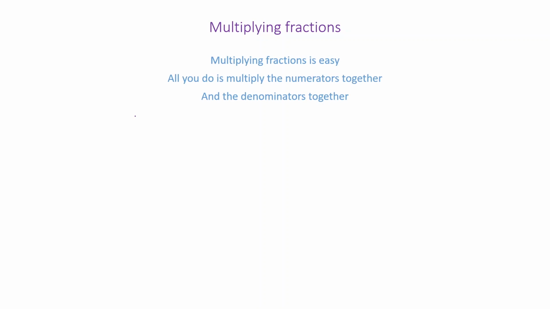Multiplying fractions is easy. All we have to do is multiply the numerators together and the denominators together. If we have a question, 10 over 8 times 2 over 4, all we have to do is multiply the numerators together and the denominators together. So 10 times 2 all divided by 8 times 4. 10 times 2 just gives us 20, and 8 times 4 gives us 32.